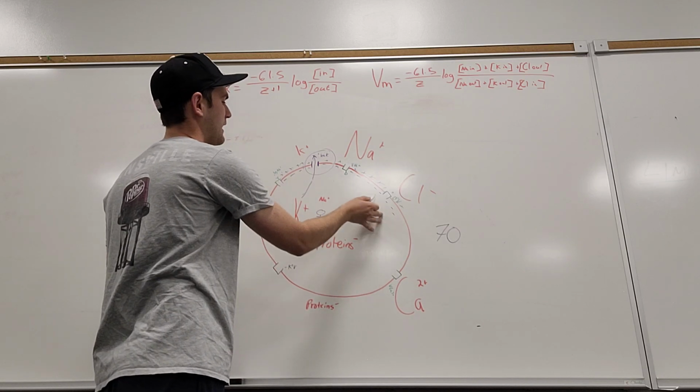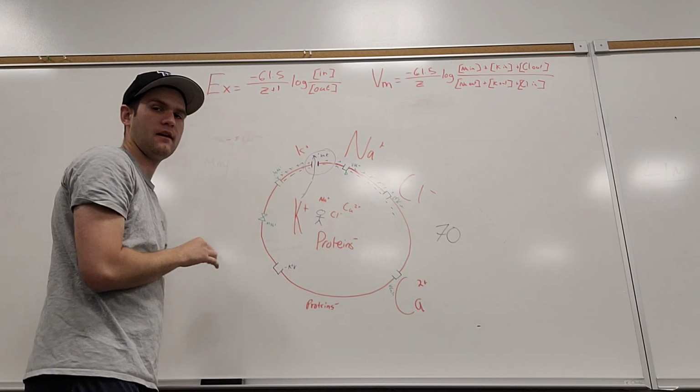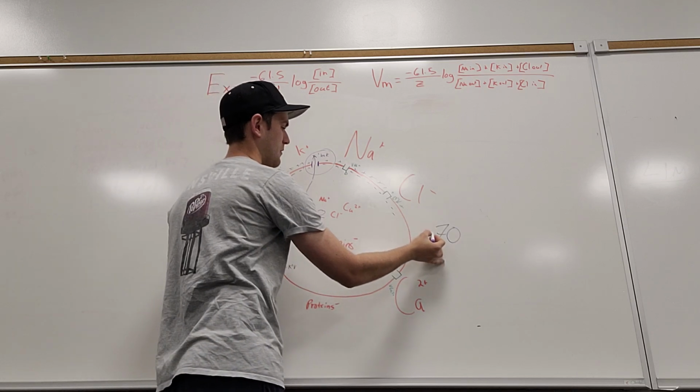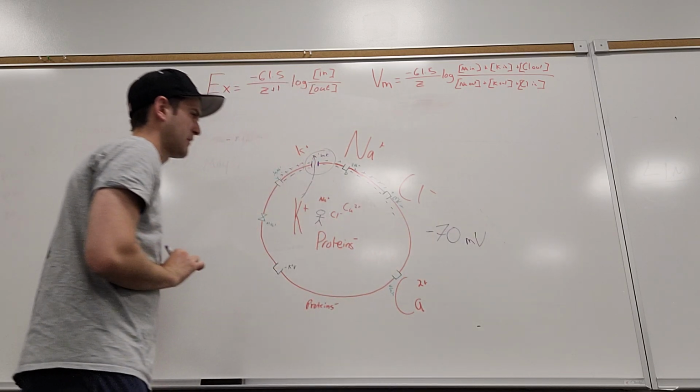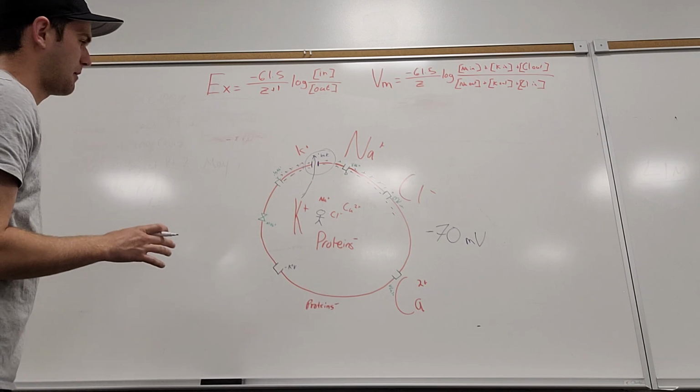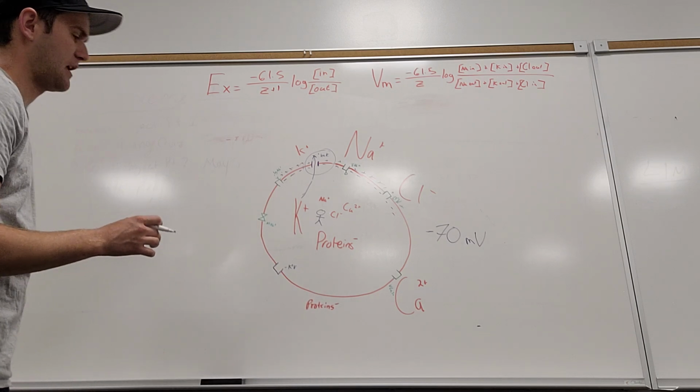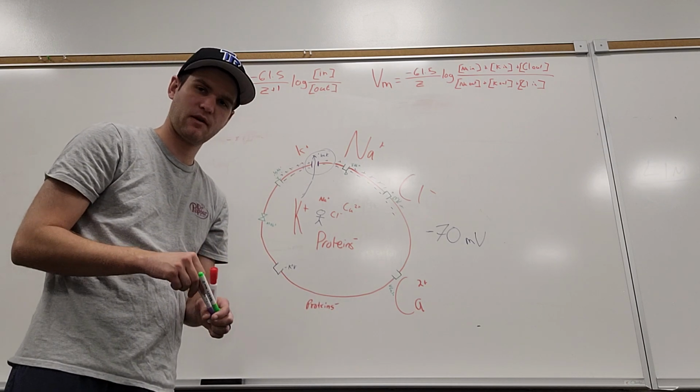So we're going to see more negative charges on the inside of the cell membrane. Therefore, it's going to be negative 70 millivolts. Okay, so that's the gist of how our resting membrane potential is determined. Now let's look at it from a mathematical equation.